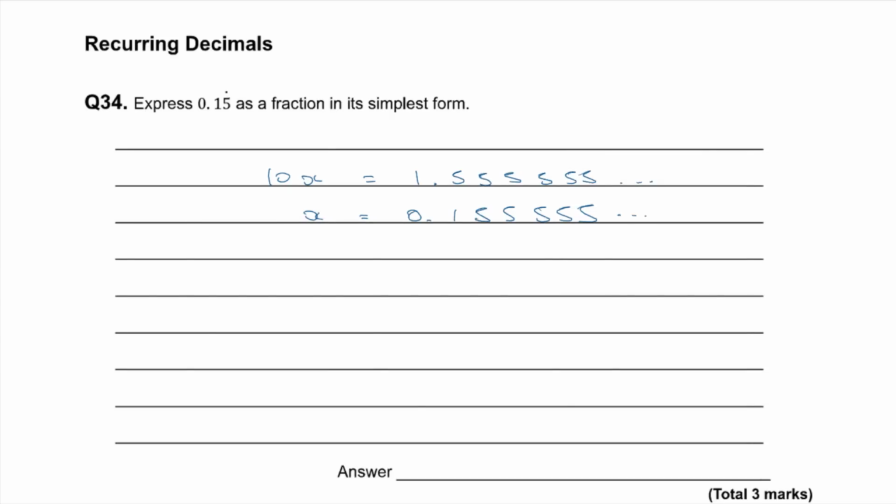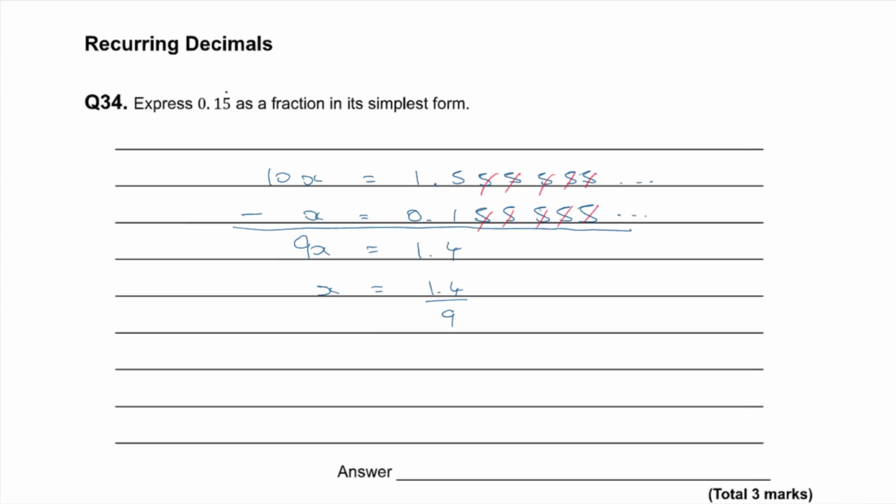Okay. Now if I then subtract one from the other, so 10x minus x, that's 9x. And if I subtract the numbering parts, look, all these 5s cancel each other out, and then I've got 1.5 minus 0.1 left, haven't I? So 1.5 minus 0.1 is just 1.4. So I've got 9x is equal to 1.4, so x must be equal to 1.4 over 9.